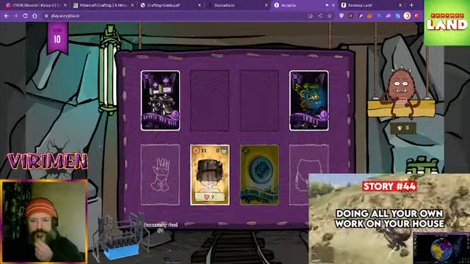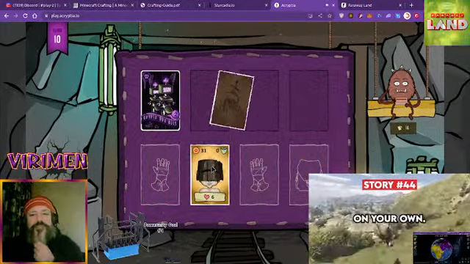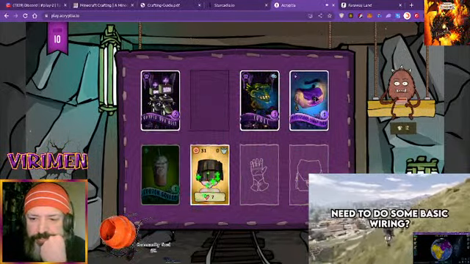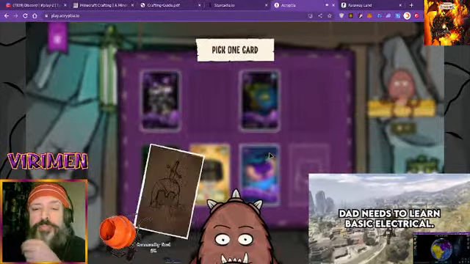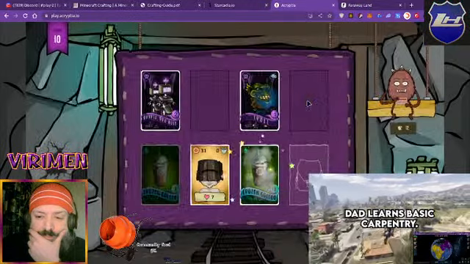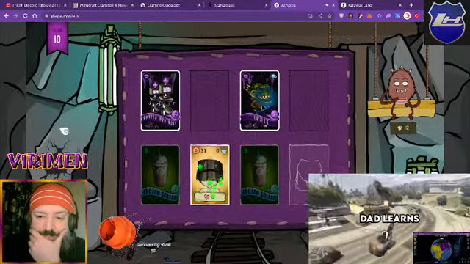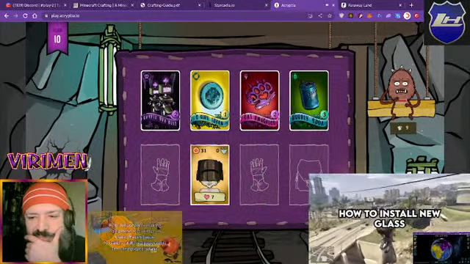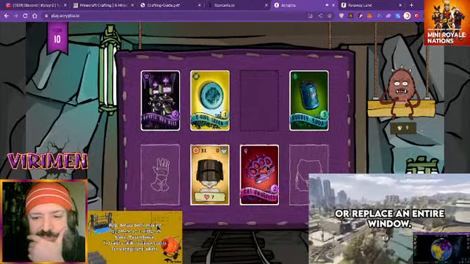Doing all your own work on your house and learning how to do all this work on your own. Bathroom leak? Dad needs to learn how to do basic plumbing. Need to do some basic wiring? Dad needs to learn basic electrical. Need to add a new addition to the house? Dad learns basic carpentry. Need the roof reshingled? Dad learns how to reshingle a roof. Broken window? Dad learns how to install new glass or replace an entire window.